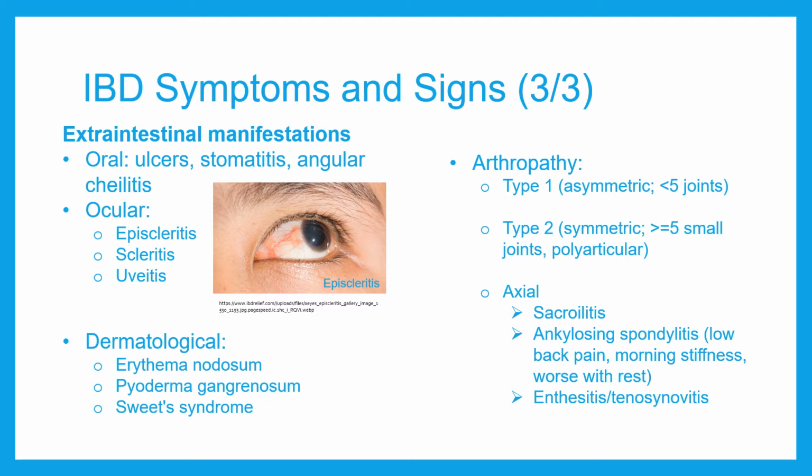Ankylosing spondylitis is another comorbidity that can occur with IBD, and this involves low back pain, morning stiffness that gradually resolves throughout the day, and the pain gets worse with rest and better with activity. Enthesitis and tenosynovitis can also occur. Enthesitis is the inflammation of tendon or ligament as they insert into the bone. And tenosynovitis is the swelling of the sheath surrounding a tendon.